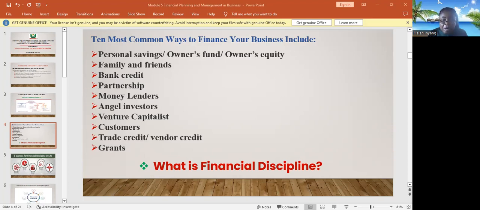You can equally encourage cash payment instead of giving customers goods on credit. You can also generate funds by granting cash discounts to customers who make early payments. Yes, pay me. As you pay, I will produce and give it to you. And then at the end of it, you give them a discount.